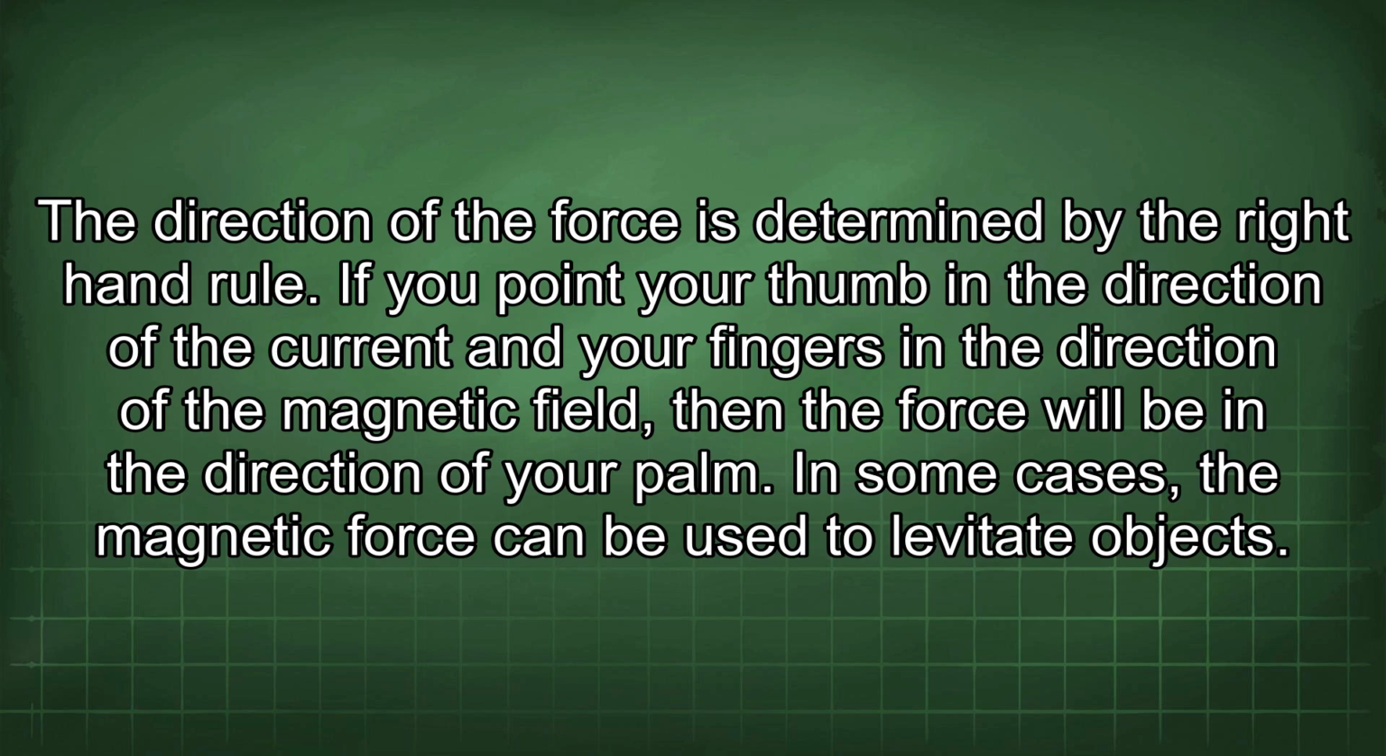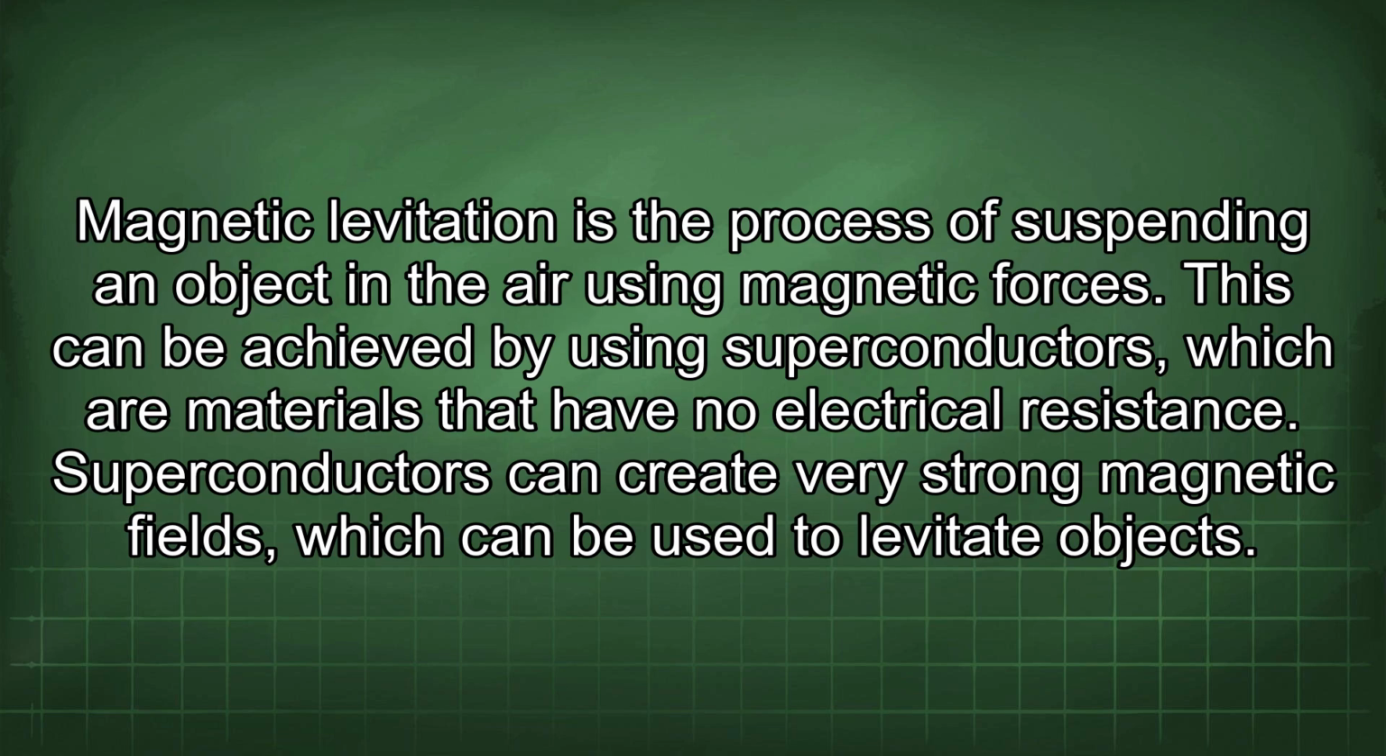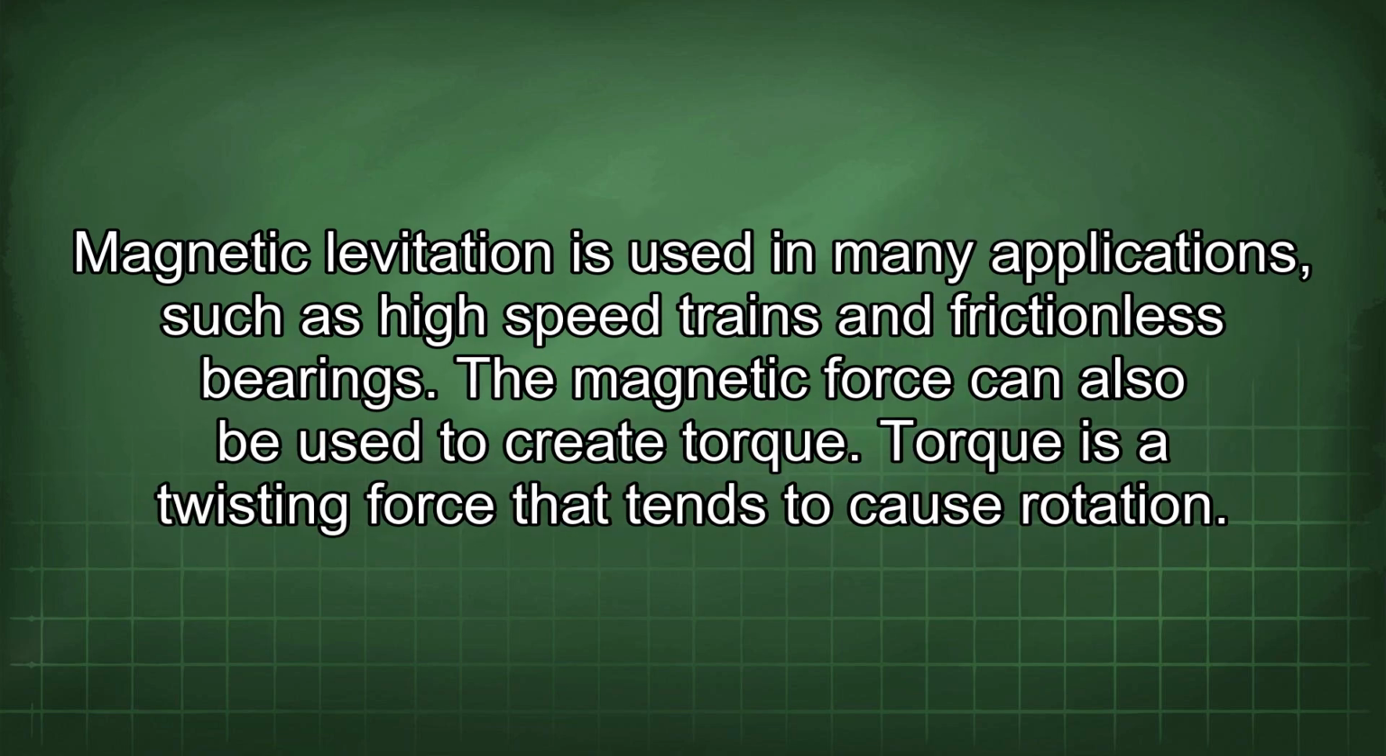In some cases, the magnetic force can be used to levitate objects. Magnetic levitation is the process of suspending an object in the air using magnetic forces. This can be achieved by using superconductors, which are materials that have no electrical resistance. Superconductors can create very strong magnetic fields, which can be used to levitate objects. Magnetic levitation is used in many applications, such as high-speed trains and frictionless bearings.